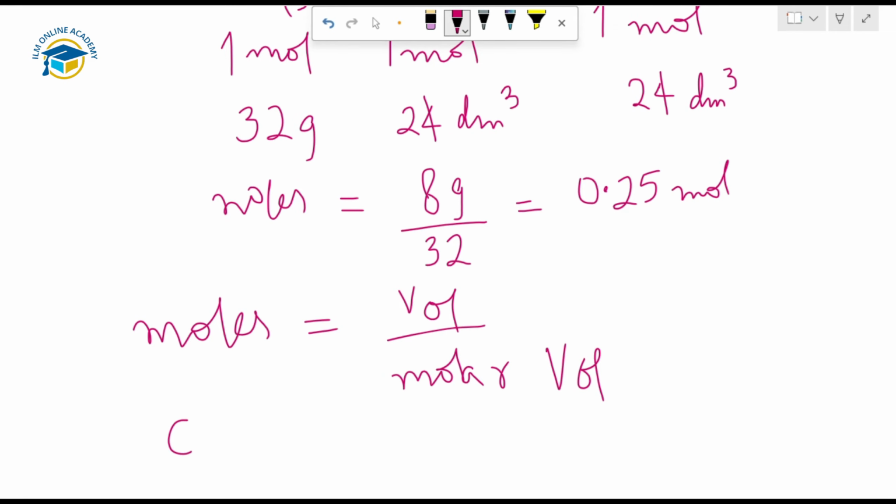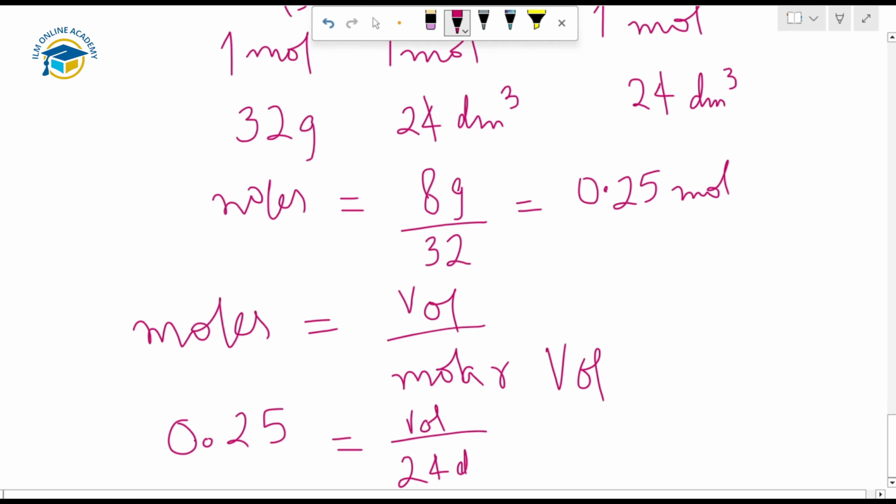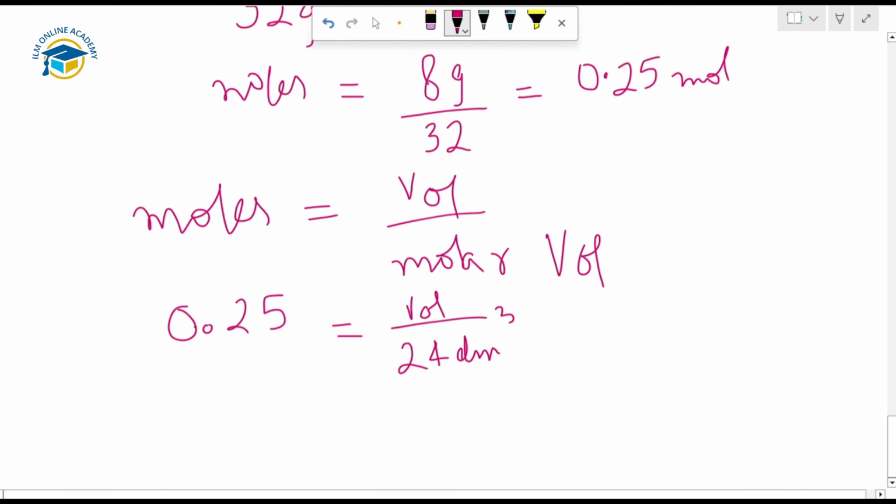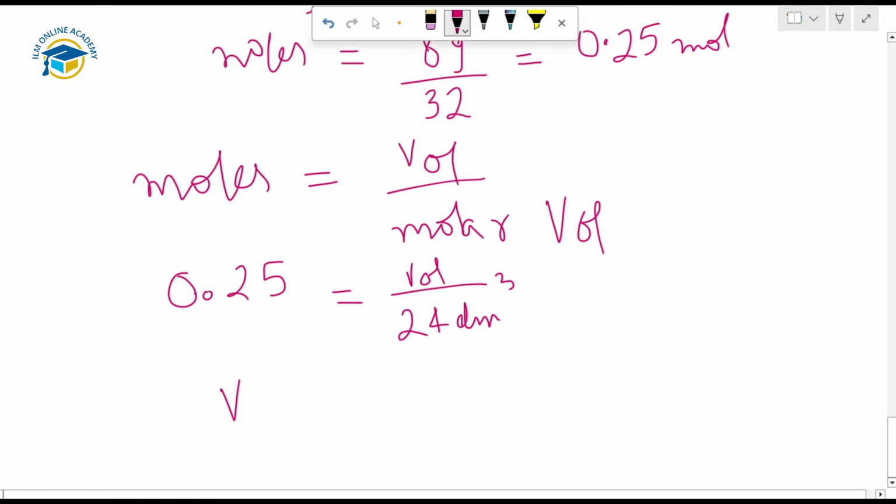The moles are 0.25, and the volume is the unknown value. The molar volume for this one is 24 decimeter cube, from the above equation which we have done right now. After multiplying 0.25 with 24, you get the volume, and the volume will be 6 decimeter cube at room temperature and pressure. So by using this relationship between the volume of a gas and the number of moles it contains, we can easily find the volume of any gas at room temperature and pressure.